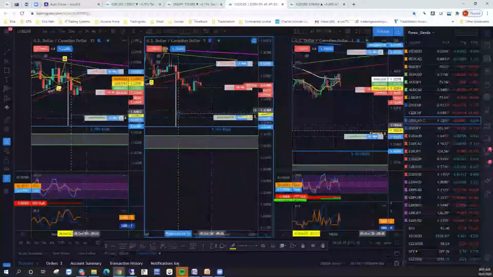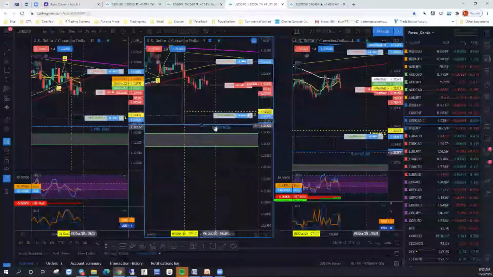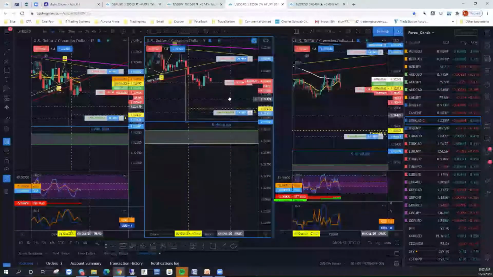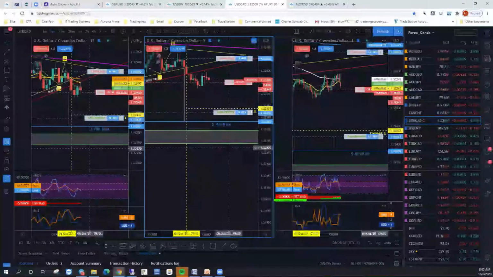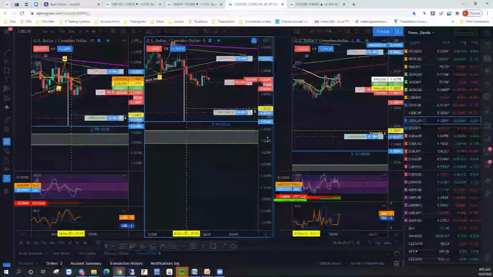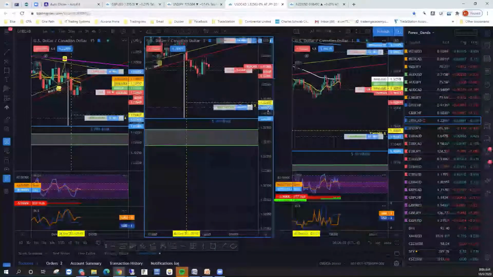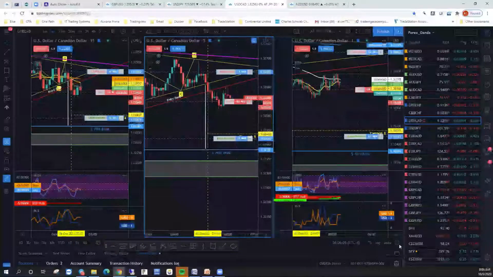My target's a little bit longer. I'm looking at, what are we looking at? USD CAD, right? Okay, I got the right pair. So 1.3240, as far as maybe 1.343. What I did was, let me just explain this a little bit.